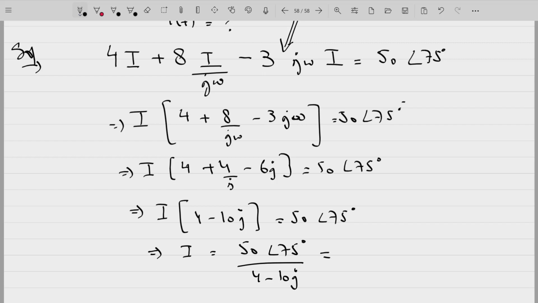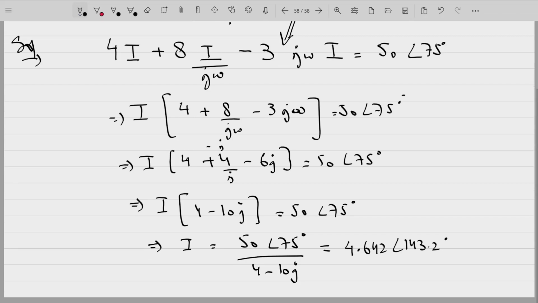ये किसके बराबर आएगा? You can directly do this on the calculator. 4 divided by j, जब j ऊपर जाएगा ये minus j बन जाएगा. माइनस 4j माइनस 6j, ये कितना आएगा? 10. 4.642 एंगल 143.2 degrees. Fine. So this is the phasor form.